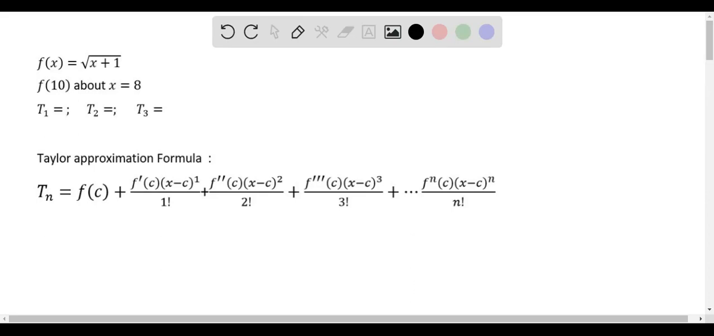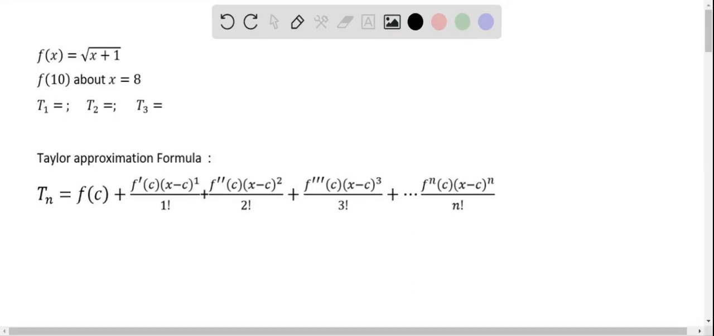In this question, we will determine the nth degree Taylor approximation of f of 10 about x equal to 8, where f of x is given as square root of x plus 1. So here we have three parts. That is, we have to find the first degree Taylor approximation of f of 10 about x equal to 8, and similarly the second degree Taylor approximation, and finally the third degree Taylor approximation. So let's see how to do it.